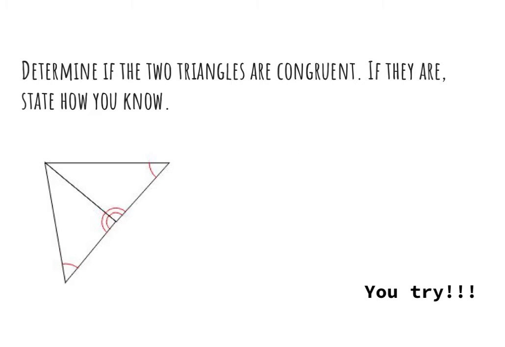So now you try. You want to determine if the two triangles are congruent. If they are, state how you know. You want to remember that when a side is being shared between two images, then because of the reflexive property, it is congruent to itself. So using that knowledge, determine if the two triangles are congruent.